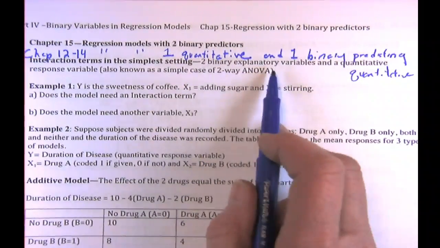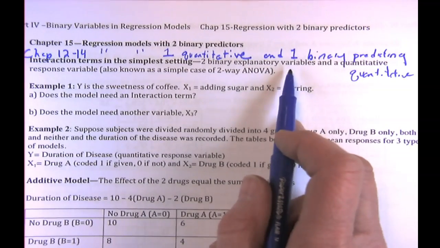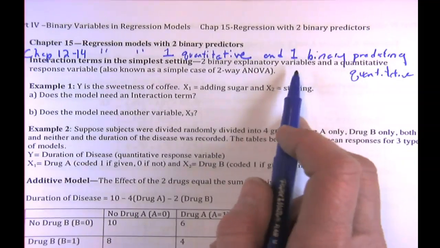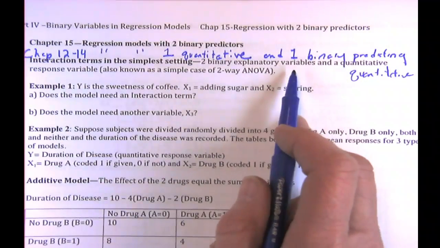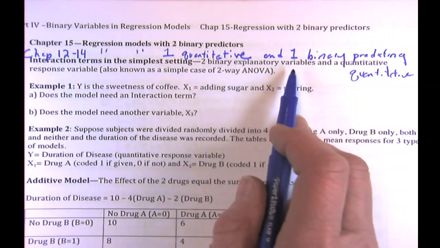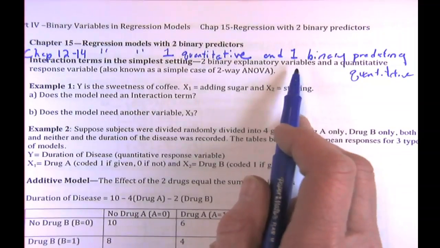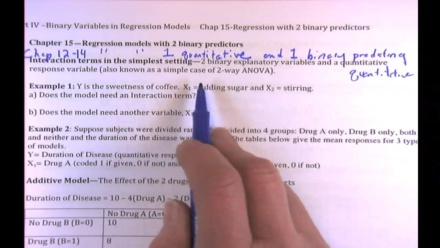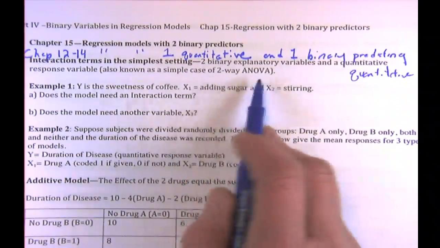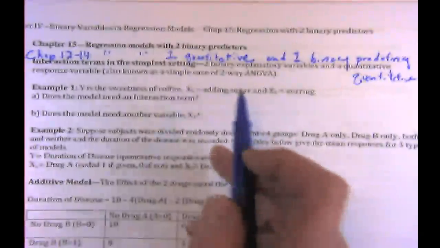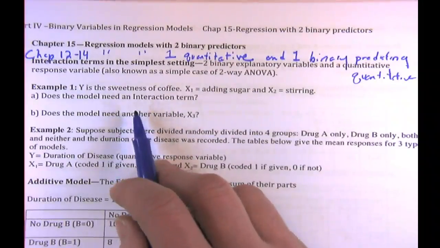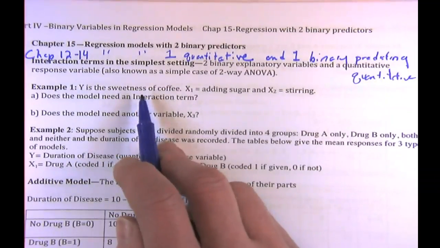So two binary explanatory variables, which are also referred to as categorical variables, factor variables. They're binary because there's just two categories, 0 and 1. And a quantitative response, all right? This is a simple case of what you're going to later see called two-way ANOVA. That's to come.